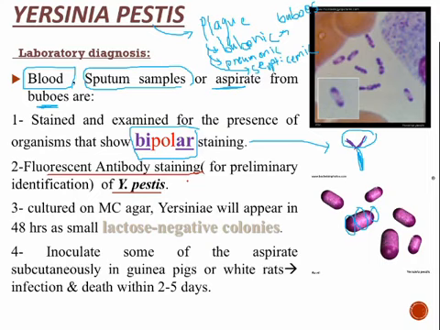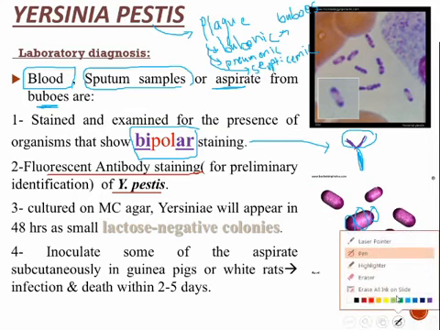You take a serum sample from the patient and add this fluorescent antibody to the sample and look at it under a fluorescent microscope. If you see fluorescence, it means that the antibody has bound to its antigen. This antigen is specific to Yersinia pestis, so we know that there is a Yersinia pestis infection.